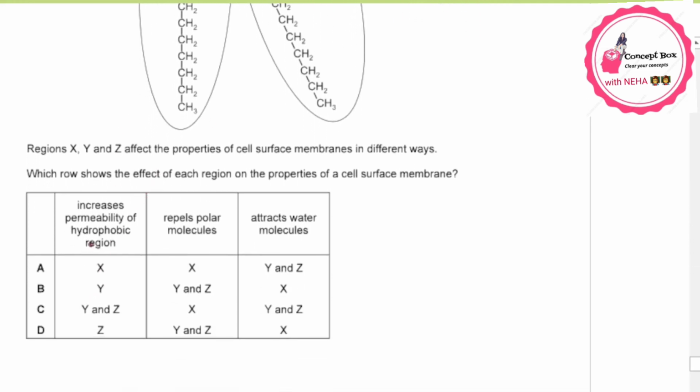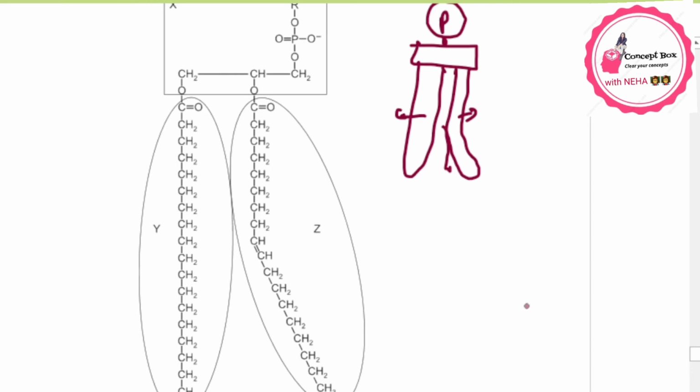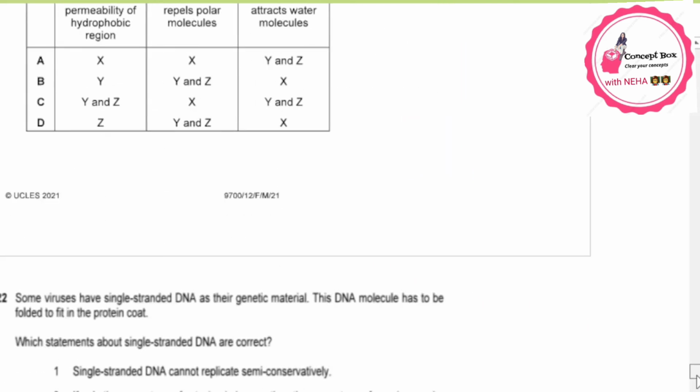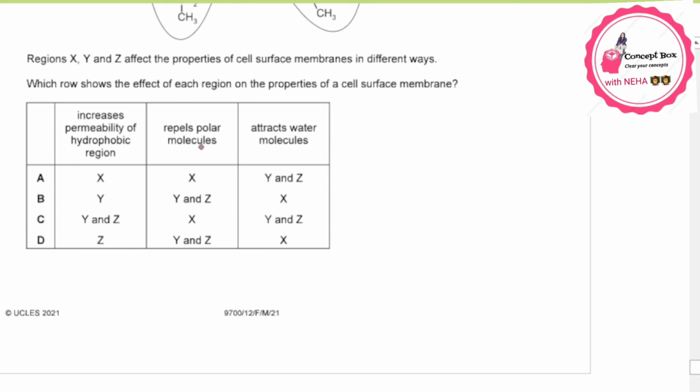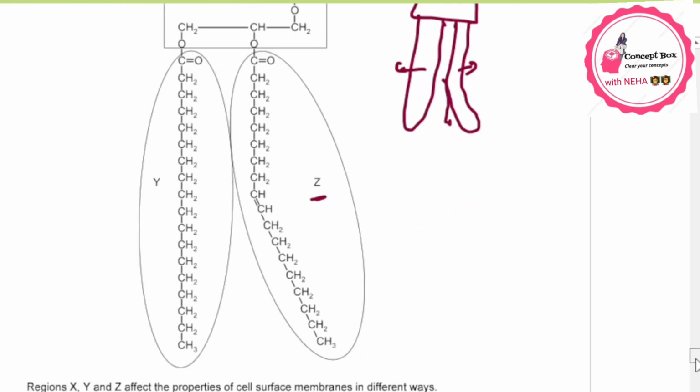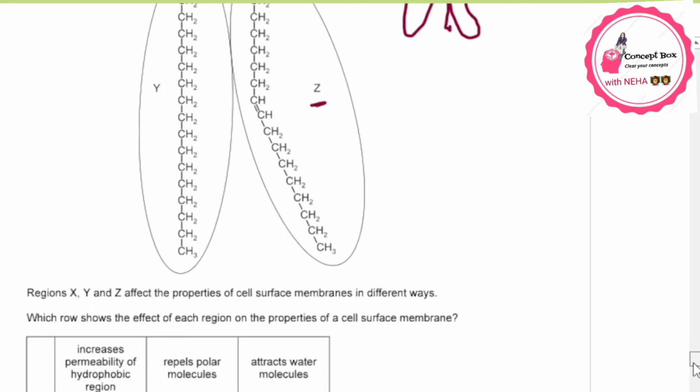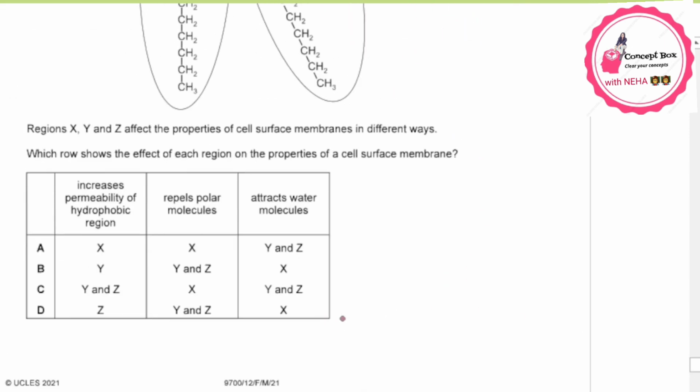So what will be the answer? Increase permeability of the hydrophobic region. Which will increase the permeability of the hydrophobic region? The Z one. Z will increase more the permeability of the hydrophobic region, and repels the polar molecules. Which repels the polar molecules? It means water molecules. The Y and Z will repel the water molecules, and which will attract the polar molecule? X. So the option is D. Next question.